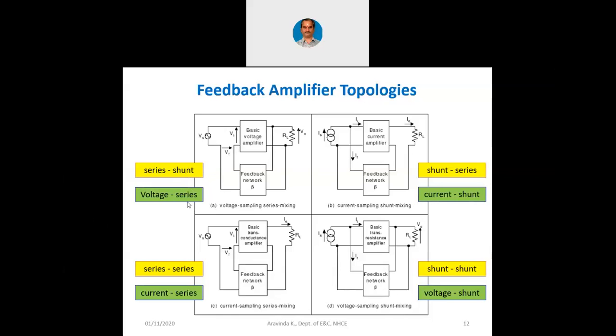And the green box which I have included here indicates the type of feedback, means voltage is taken from the output and then it is connected in series to the input. So you can see the title given here for this diagram is voltage sampling series mixing, means voltage is sampled at the output and it is mixed at the input in series connection. So now this is a voltage series feedback amplifier, and we can also call it a voltage to voltage conversion, because input is also voltage, output is also voltage.